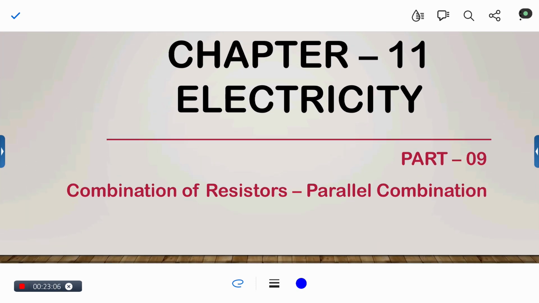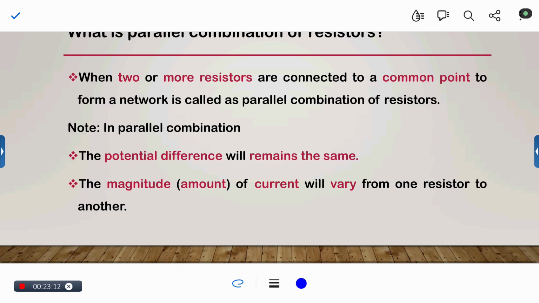Second part is about the combination of resistors in the form of parallel. That means when two or more resistors are connected to a common point, then you can say that the given combination is in parallel. In parallel combination, the potential difference will remain the same, whereas the magnitude of current will vary from one resistor to another. In series, which one remains same? Current remains same, and which one varies? In parallel, which one remains same? Which one is varying?